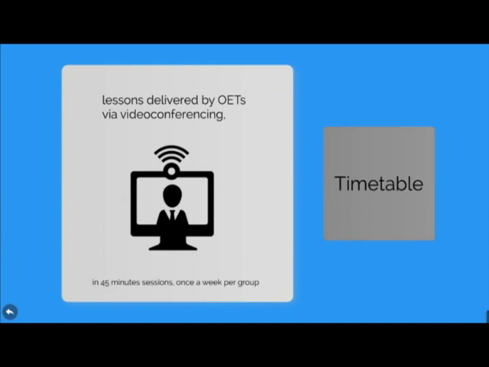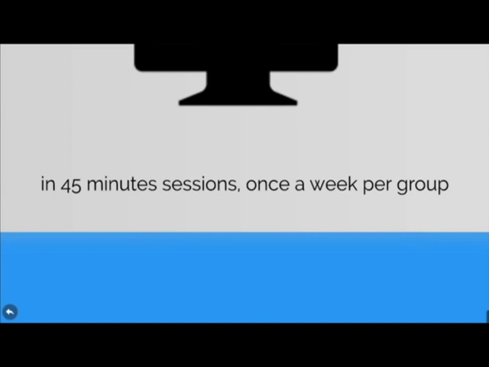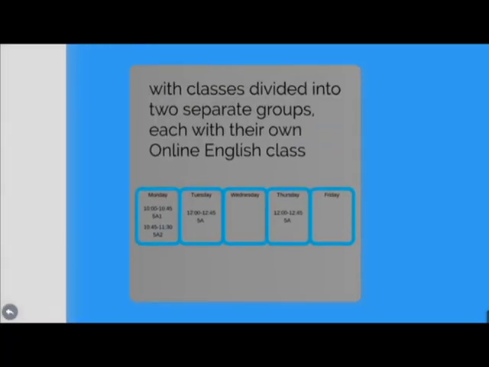Two important points to note about the OEP classes. OEP classes operate in 45-minute sessions like a normal class. While the students have English class with the LET throughout the week, learners only participate in the OEP once a week. The other important point is that a class is broken up into two groups for OEP classes. For example, Class 5A is divided into 5A1 and 5A2.